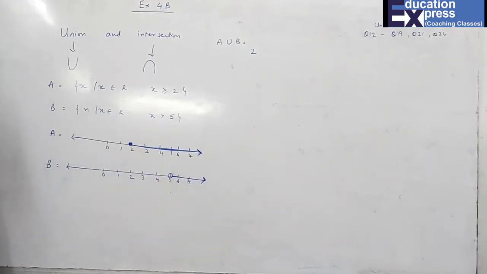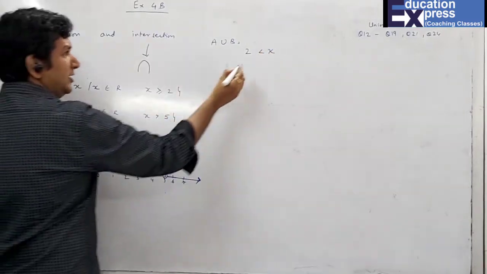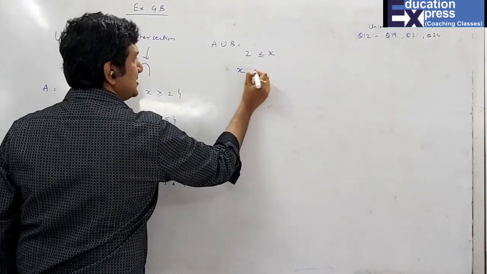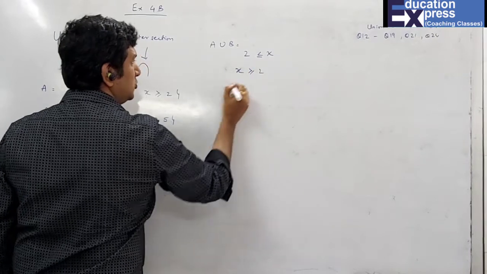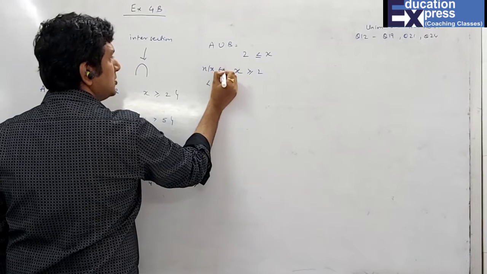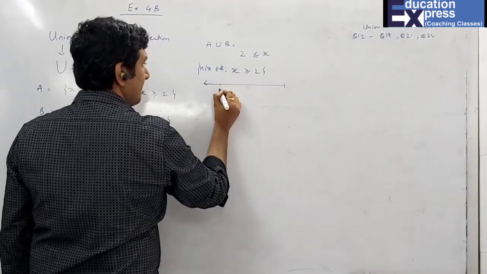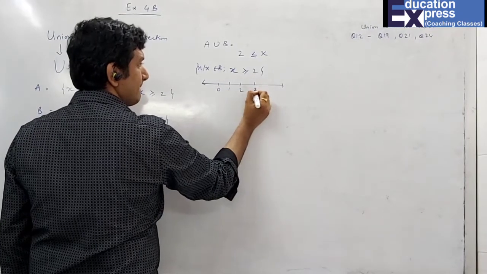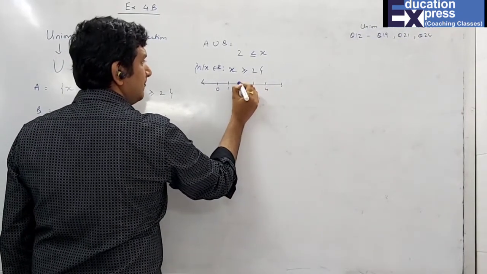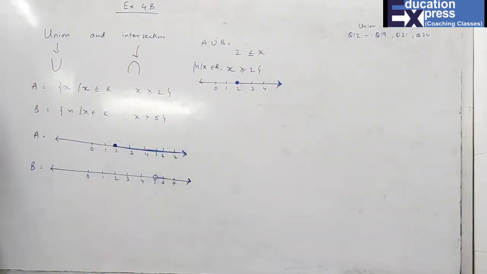That means x is more than, 2 is included, so equal to. That means x is more than or equal to 2 is A union B. So x such that x belongs to real numbers, so 2 and all the numbers will get included for union.